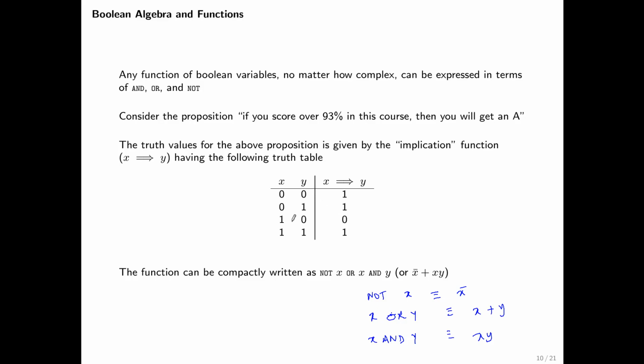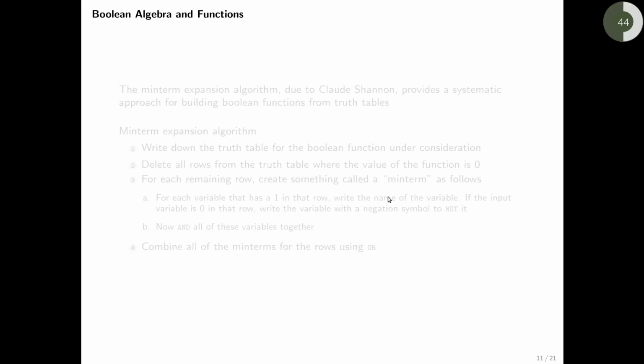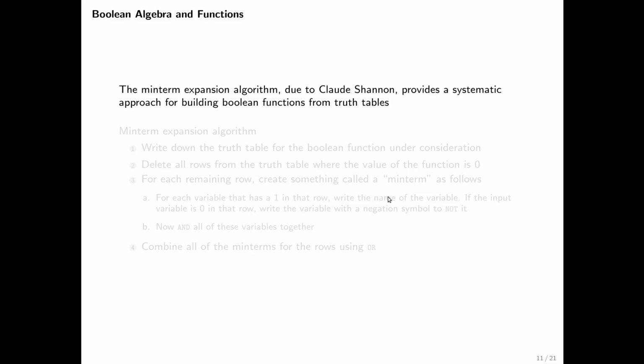So now the question is, how do we arrive at such a function given the truth table? And that's what we're going to talk about next. So is there an algorithm that would take an arbitrary truth table and build a Boolean function from it? And it turns out that there is such an algorithm.